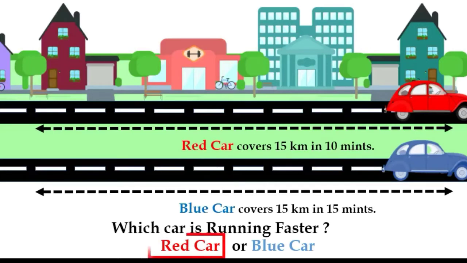Yes, the red car is moving faster than the blue car because it is covering the same distance in less time. It is taking only 10 minutes to complete that 15 kilometer distance. That's why the red car is running faster.